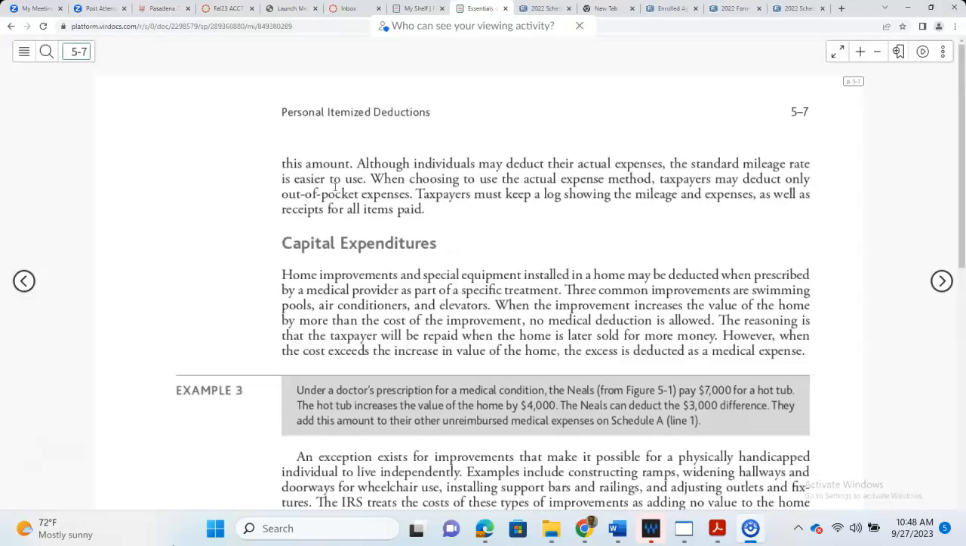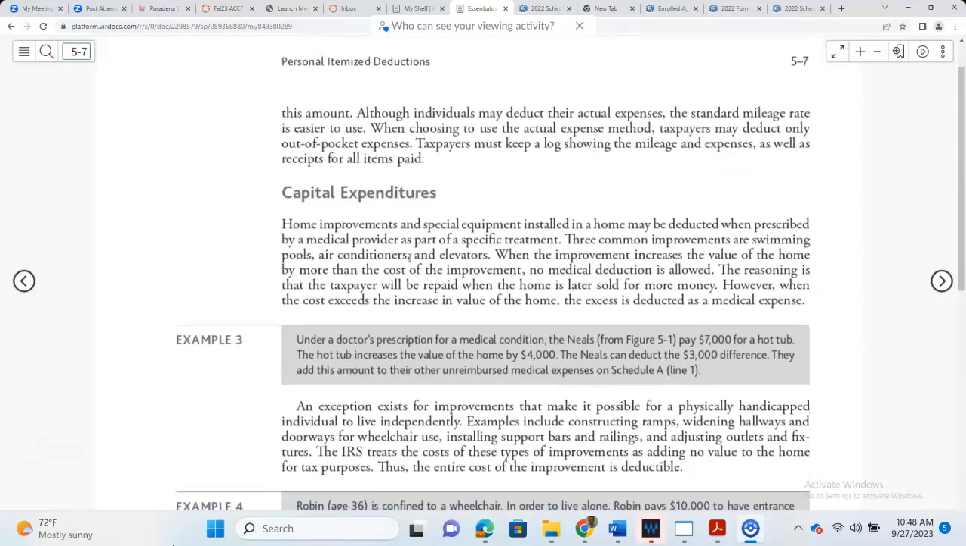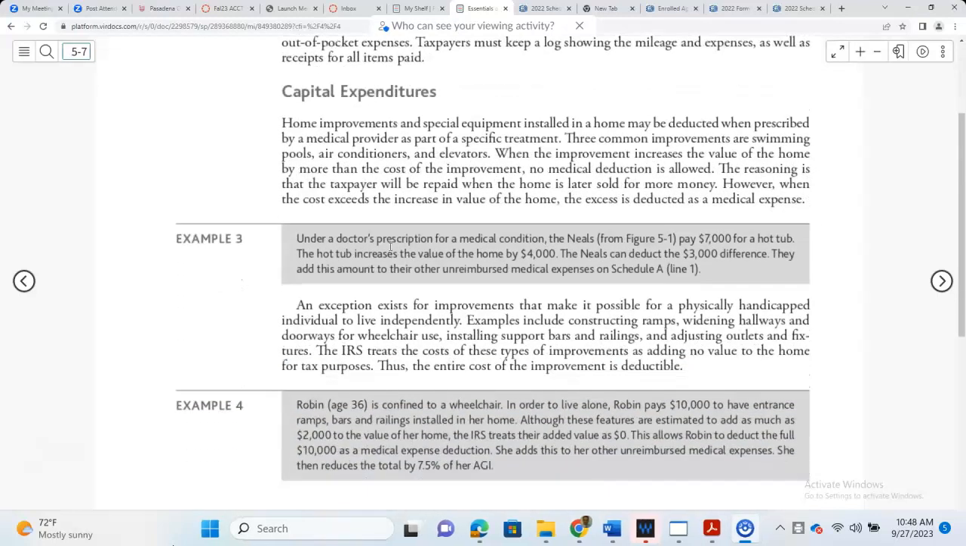Here it says the standard mileage rate is easier to use. When choosing to use the actual expenses method, the taxpayer may deduct only out-of-pocket expenses. Taxpayers must keep a log showing the mileage and the expenses as well as receipts for items paid. So far, so good, right?